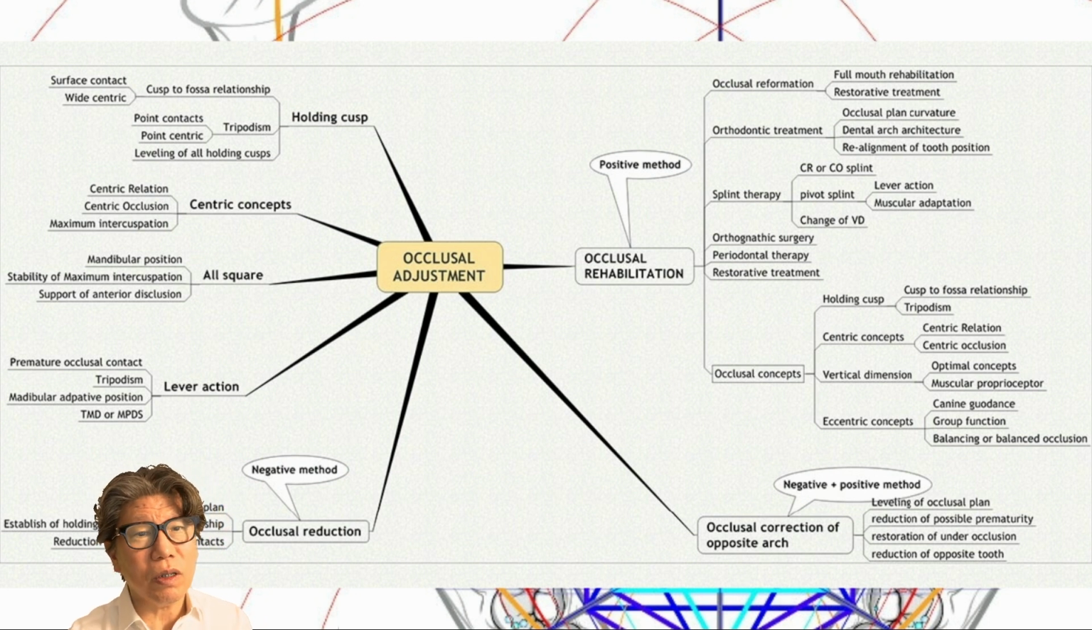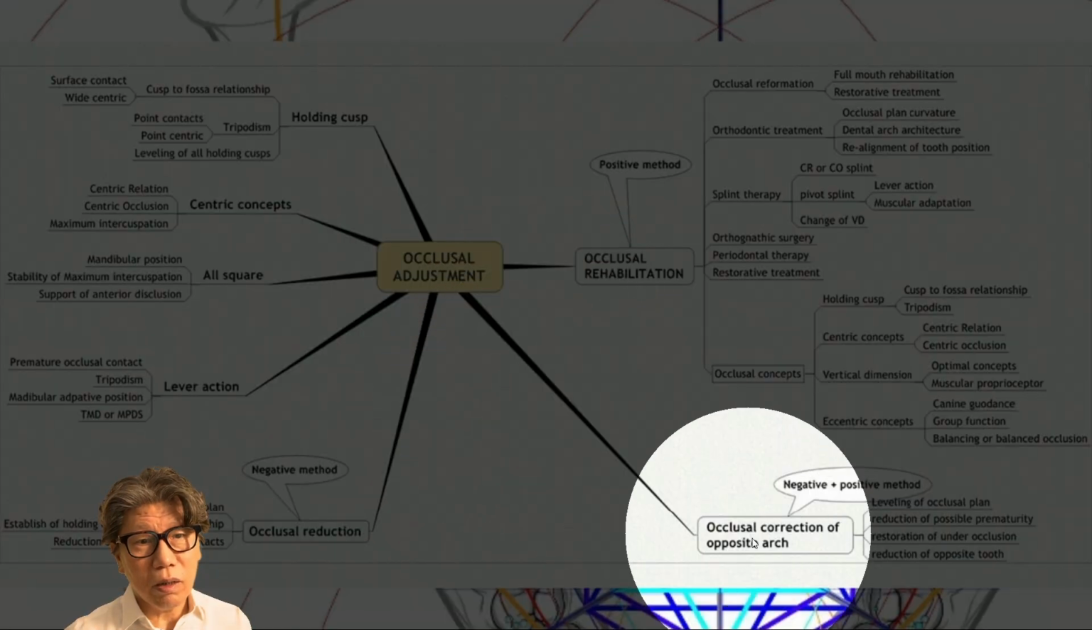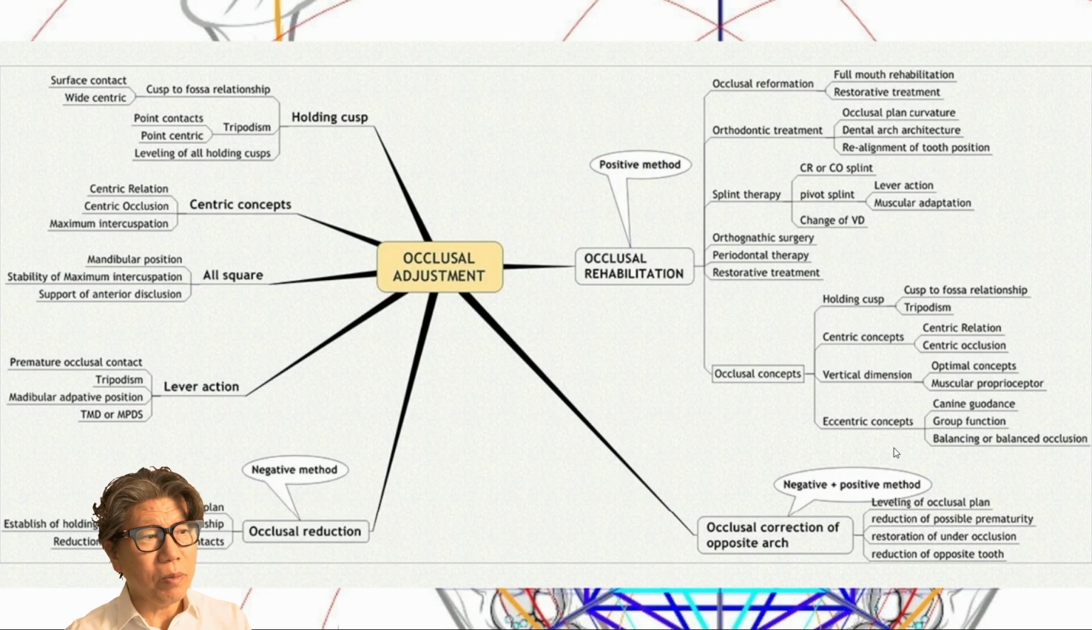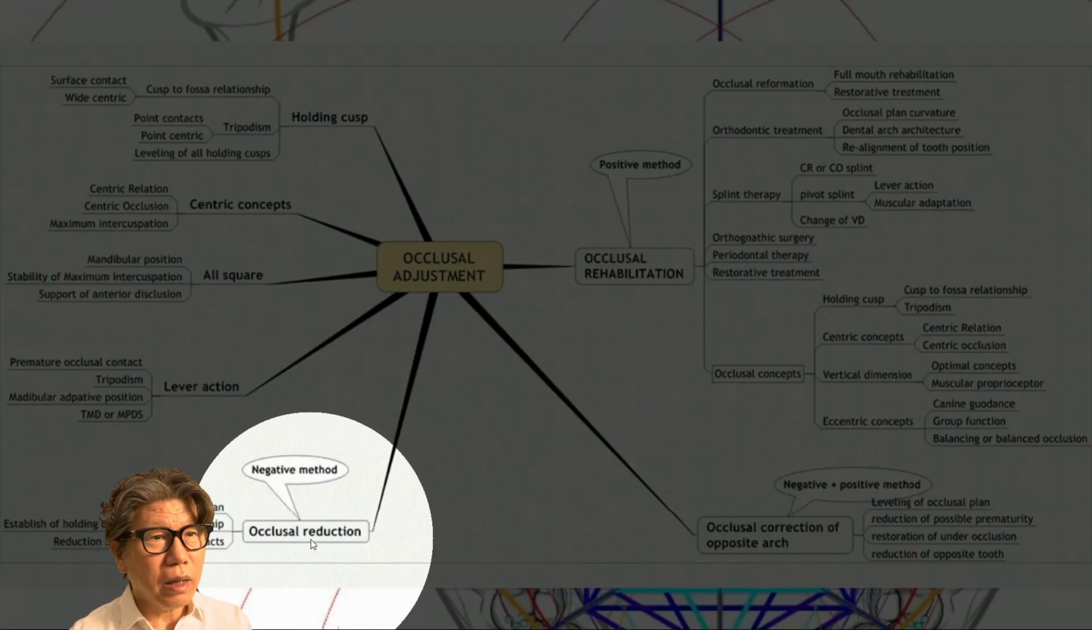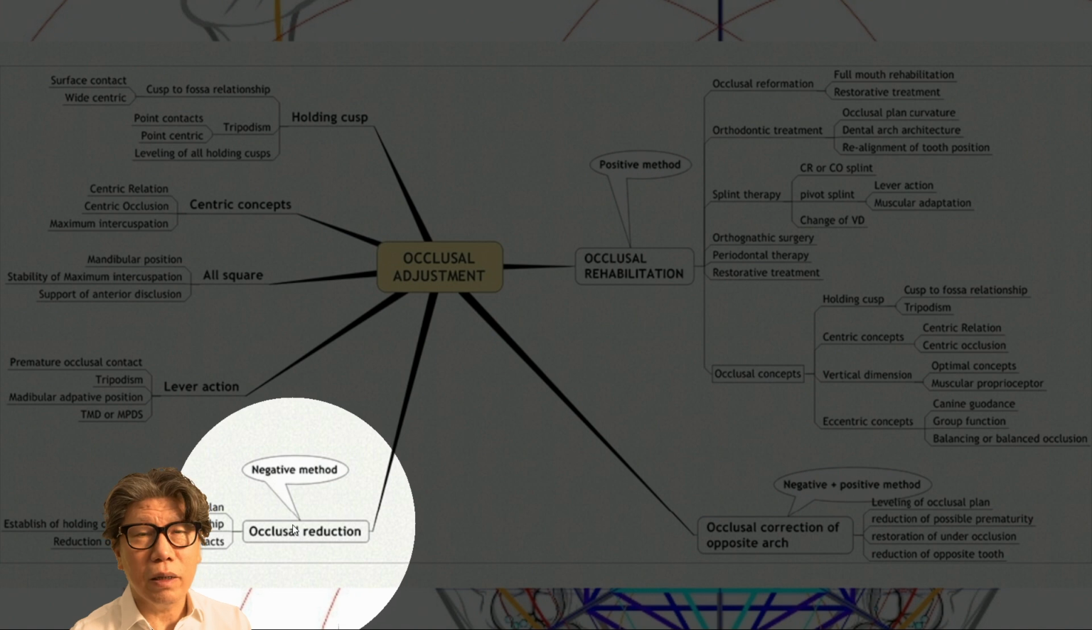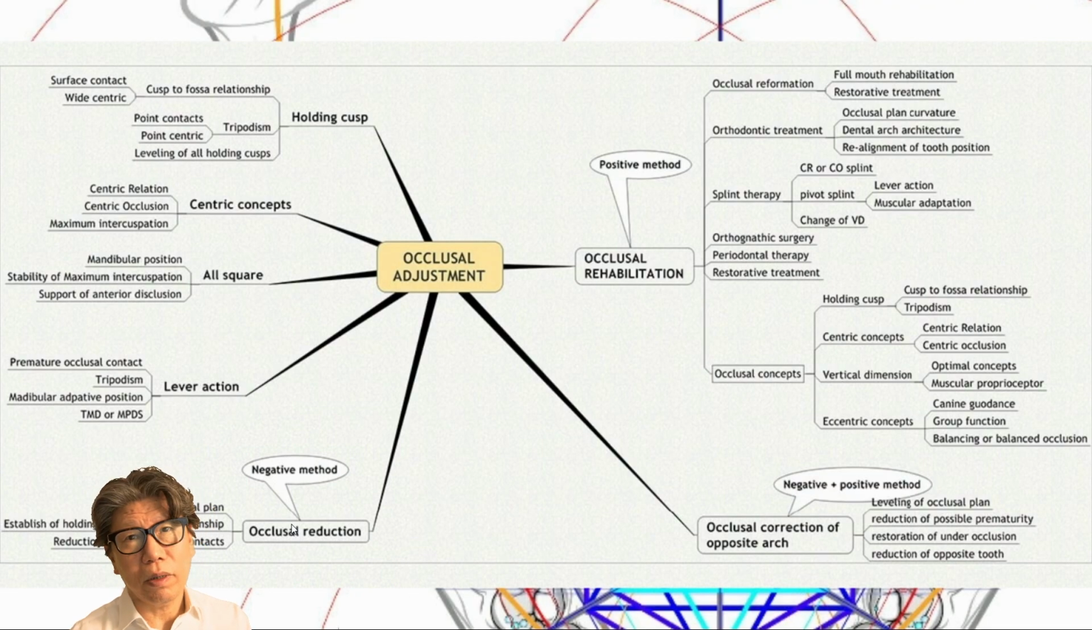There are negative and positive methods. The positive method involves adding something to the occlusal surfaces or the shape of the teeth for treatment. By removing the shape of the teeth in this way, there is content regarding occlusal adjustment, specifically occlusal reduction. One of the reasons why most dentists choose this method is its simplicity.